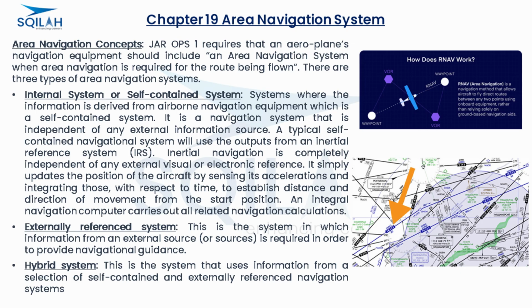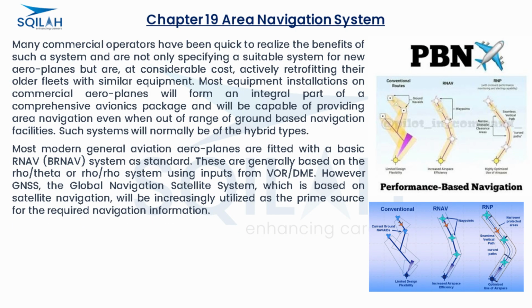Externally referenced system. This is the system in which information from an external source, or sources, is required in order to provide navigational guidance. Hybrid system. This is the system that uses information from a selection of self-contained and externally referenced navigation systems. Many commercial operators have been quick to realize the benefits of such a system and are not only specifying a suitable system for new aeroplanes, but are, at considerable cost, actively retrofitting their older fleets with similar equipment.